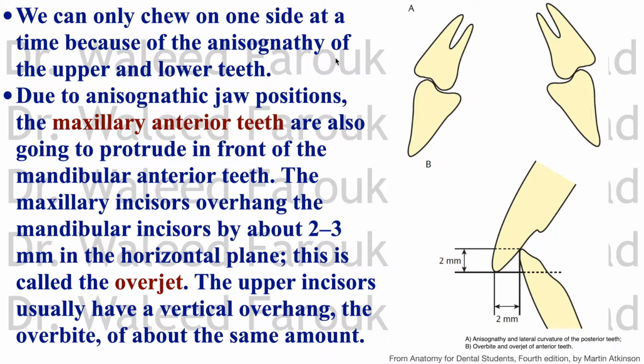Now, chewing occurs only at one side at a time because of anisognathy that we described before. And due to this, the maxillary anterior teeth, as you can see here, also protrude in front of the mandibular anterior teeth. This is called an overjet, positive overjet. If the mandibular teeth are in front of the maxillary, this is called negative overjet, but this is positive overjet, in which the maxillary incisors overhang the mandibular incisors by about 2 to 3 millimeters in the horizontal plane.